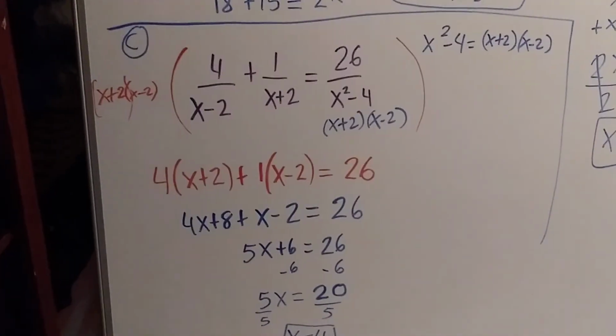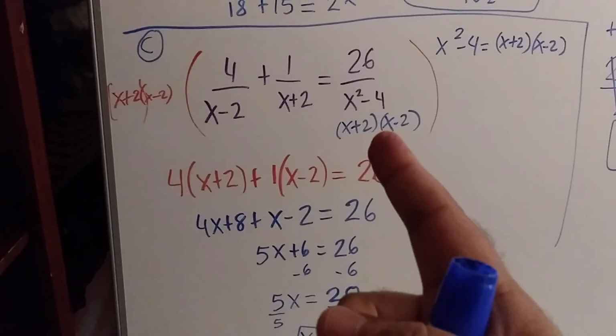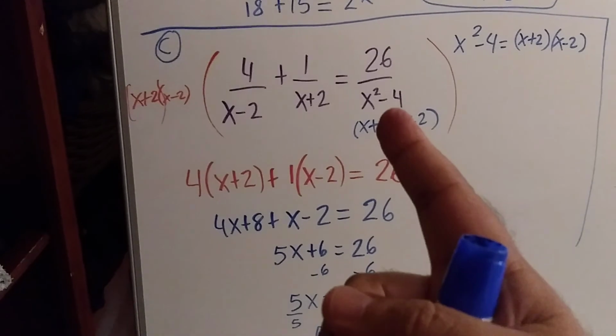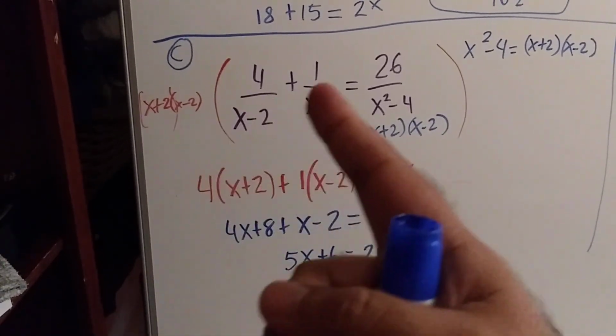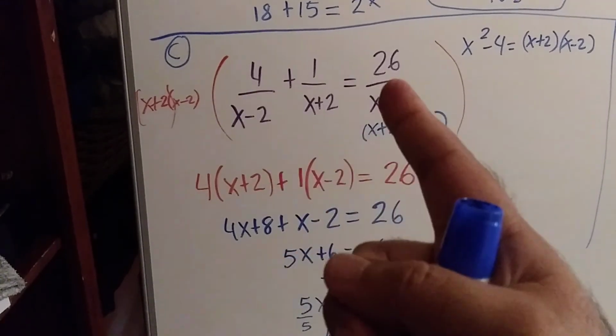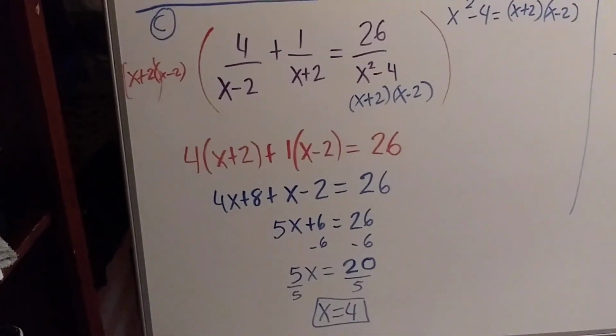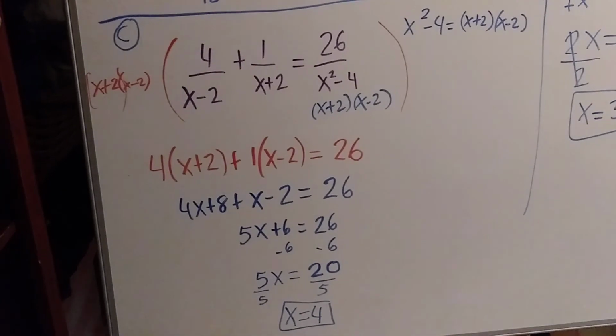So here we have, again, the common denominator was x plus 2, x minus 2, which we got from x squared minus 4. And we multiplied that into the entire equation to clear that fraction, okay? And this concludes our chapter 14.